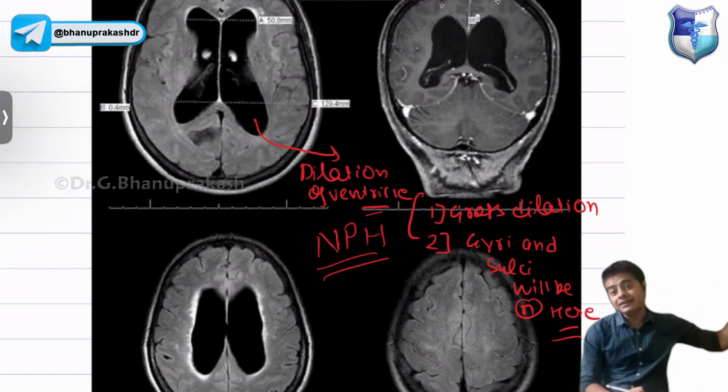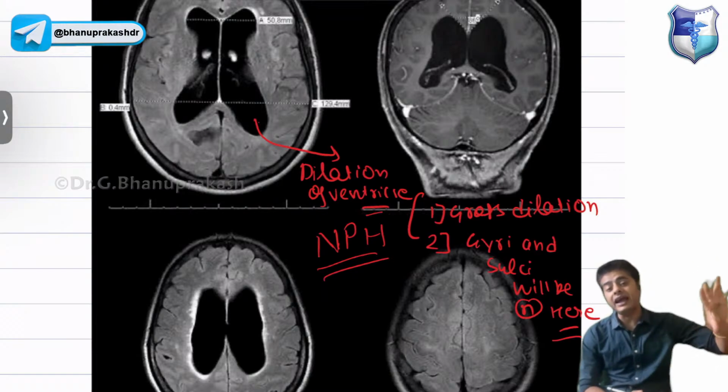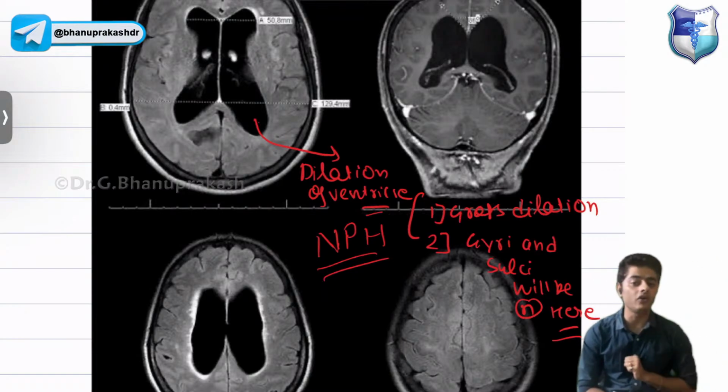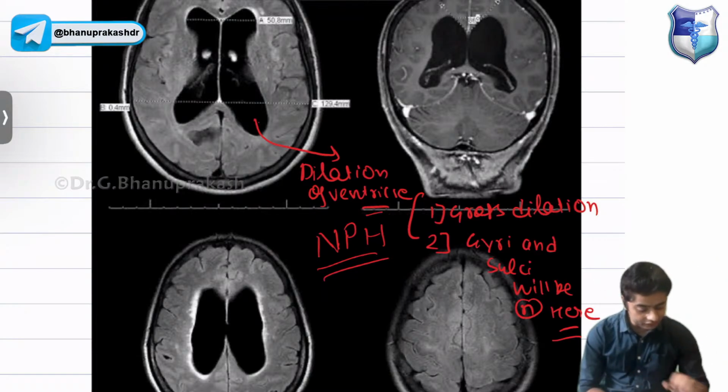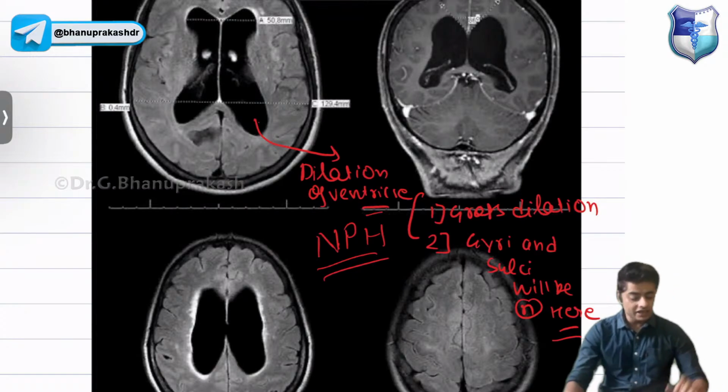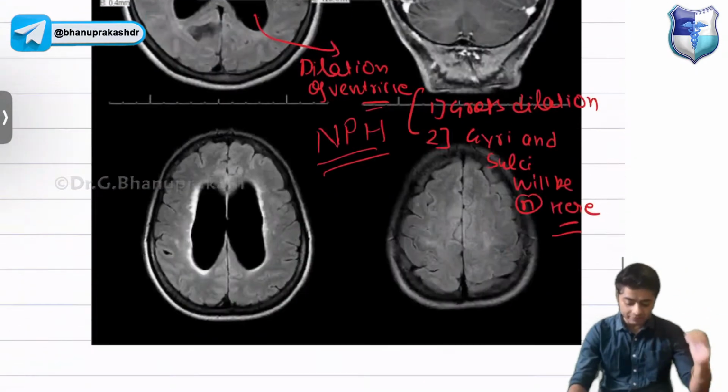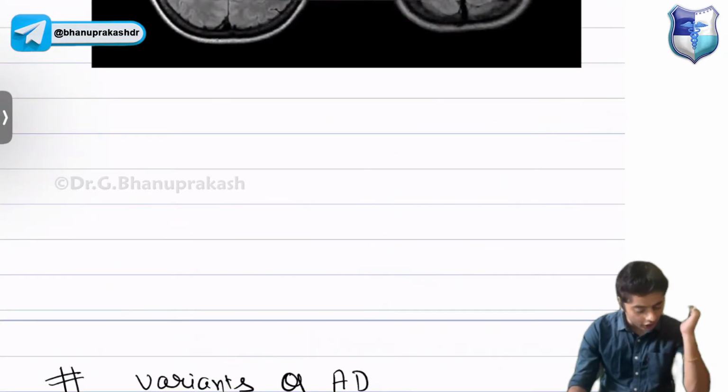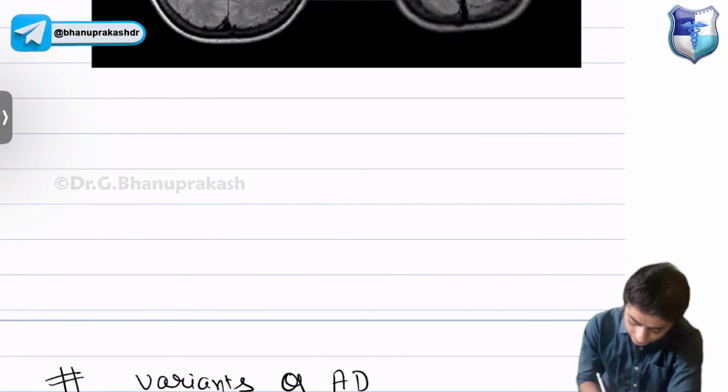But in Alzheimer's, there will be loss of gyri and widening of sulci, and there will be ex vacuo dilatation of ventricle. Yes, we will discuss this in further slides about NPH. Has everyone understood this? How to differentiate between Alzheimer and NPH on CT or MRI?